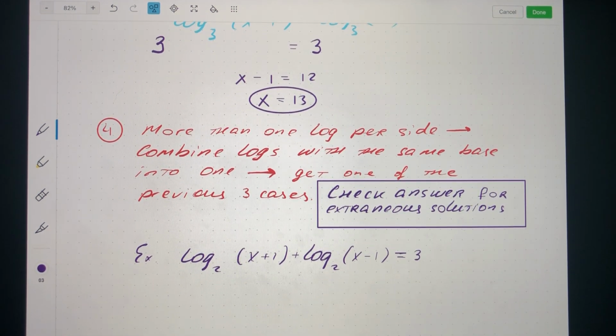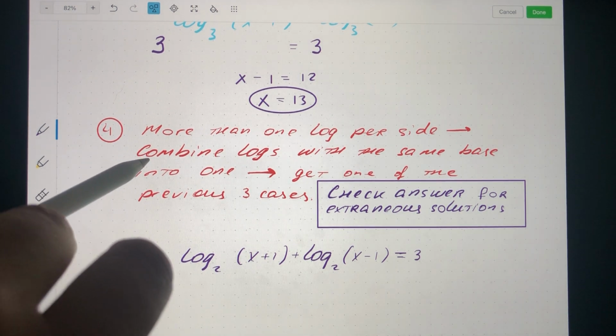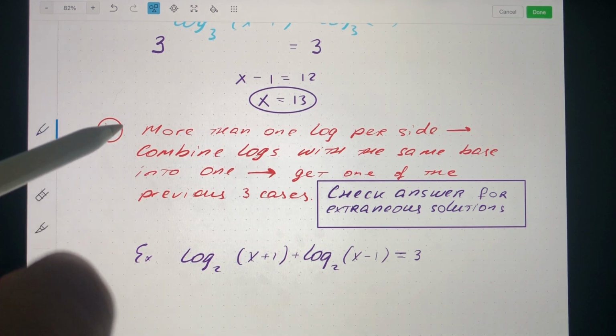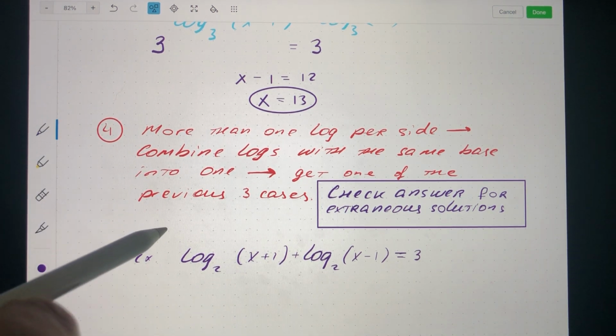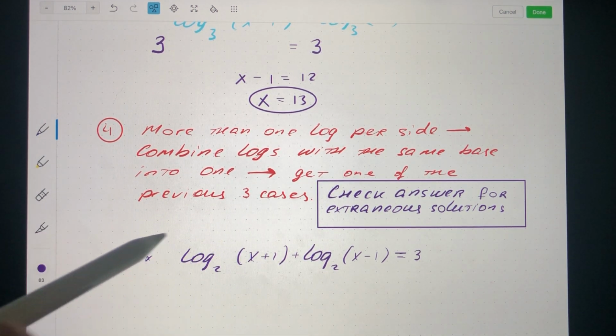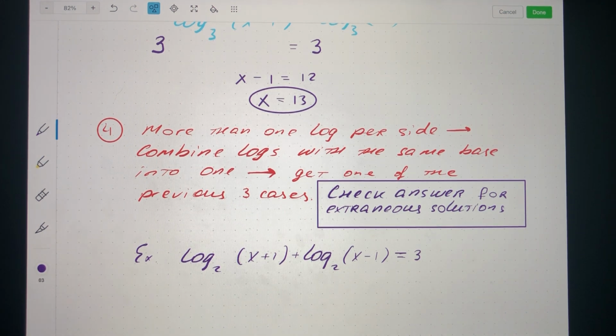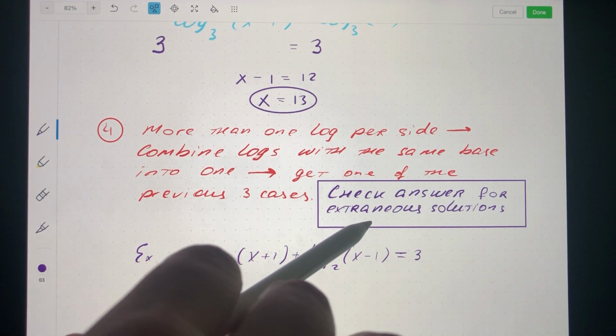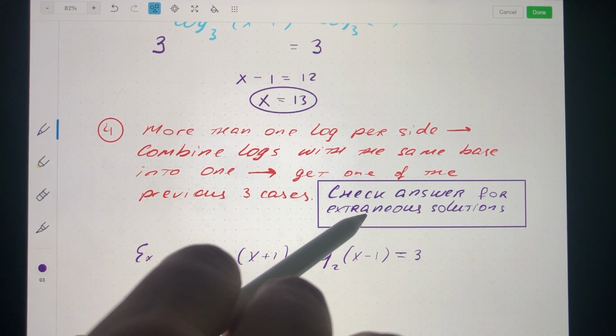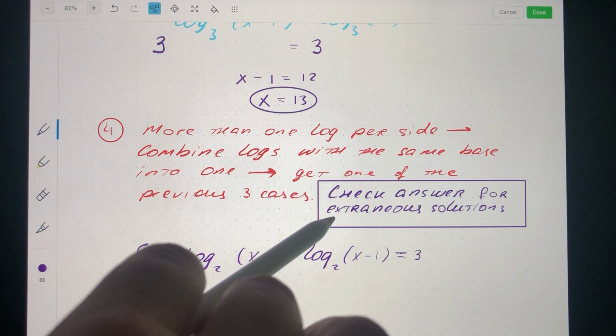We might get something more than just 1 log per side, and as long as they have the same base, we combine them into one logarithm, and then we will get one of the previous 3 cases, and we'll go from there. But the key thing here is when we get the answers, we have to check, make sure they work, make sure we didn't pick up any extraneous solutions that don't work.